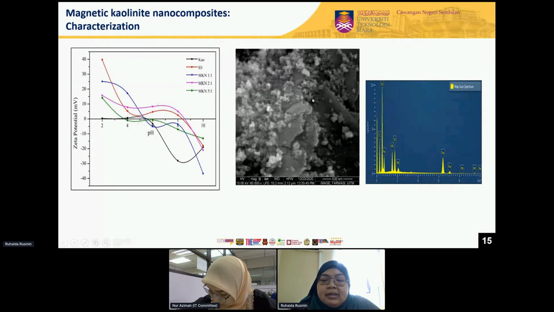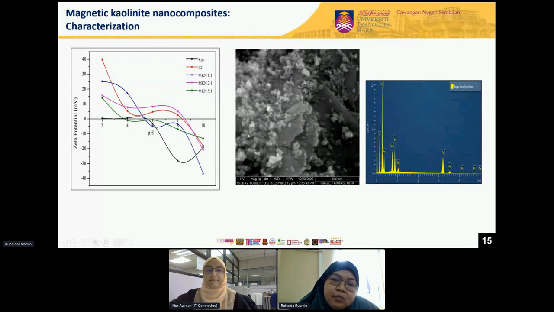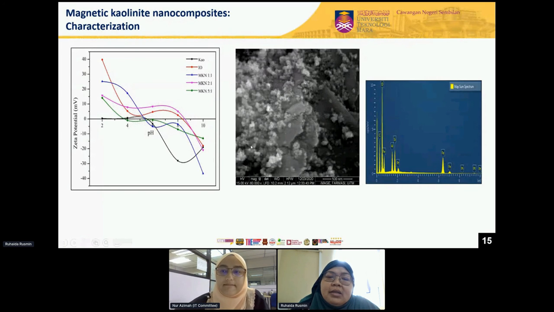And then when we take the example of the MKN-121, the SEM image of the MK-121, we can see that the nucleation or the aggregation of the iron oxide, the distribution is actually non-even. So there are some parts where the iron oxide seems very dense, but some parts, for example in the pH, it's less. So this is one of the reasons it has a different surface charge.